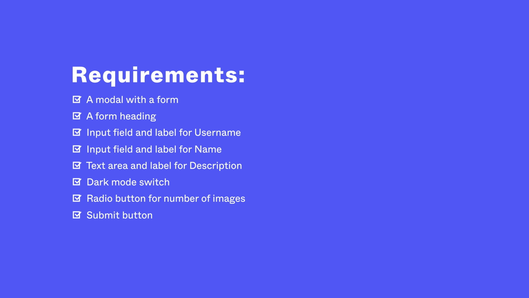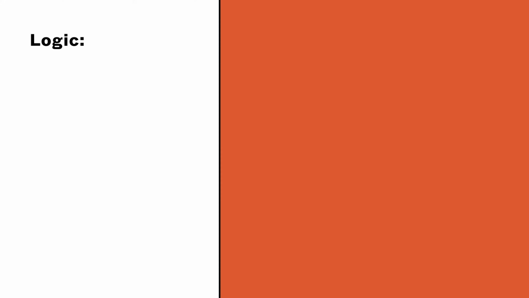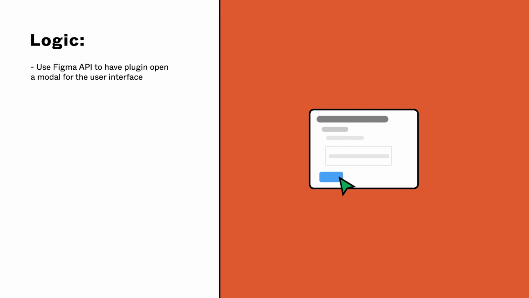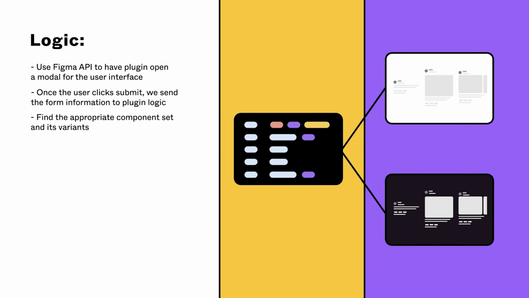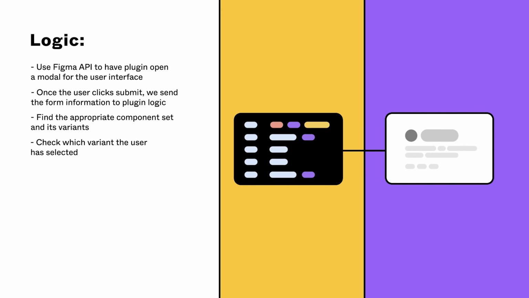Now that we know the requirements for our user interface, let's think about some of the functional requirements of our plugin. Using the Figma API, we'll learn how to get our plugin to open a modal in order to display our user interface. Once the user clicks Submit, we need to send the form information to our plugin logic in the TypeScript file in order to use it in our new card component. We need to find the component set and its variants from our Figma for Beginners file. This also means that we should write some logic to check which variant of the card component the user has selected based on the form.